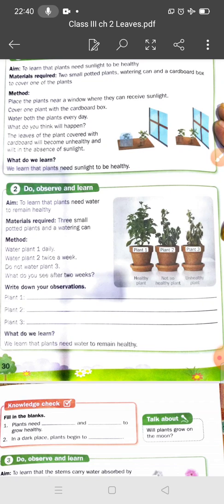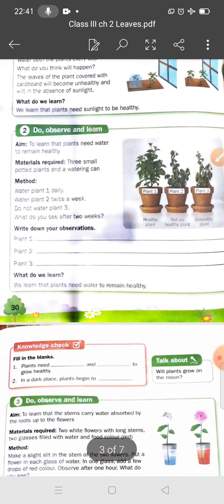The leaves of the plant covered with the cardboard will become unhealthy in the absence of sunlight. When you cover one plant with the cardboard box, the sunlight will not reach the plant, so this plant becomes unhealthy and wilts. Why? Because of the absence of sunlight. So we learn that all plants need sunlight to be healthy. Understand?